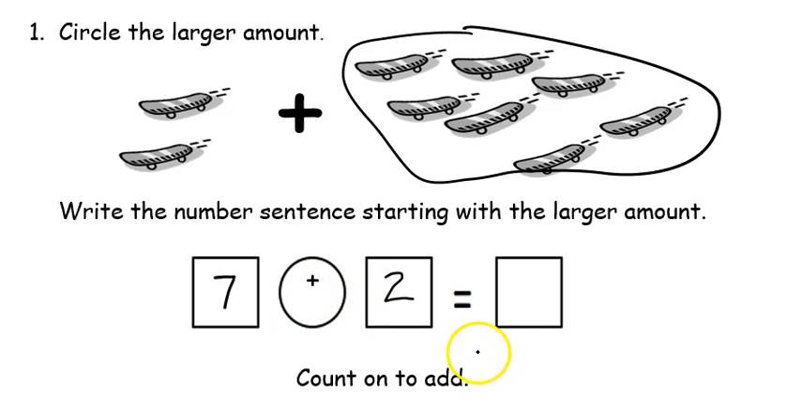To use the counting on strategy to add, I would say 7, 8, 9. I start with the larger number and I count up the number of hops that would be equal to the smaller number. So again, I would say 7, 8, 9. So 9 is my sum. Starting with the larger number means that we would have fewer hops to figure out the total.